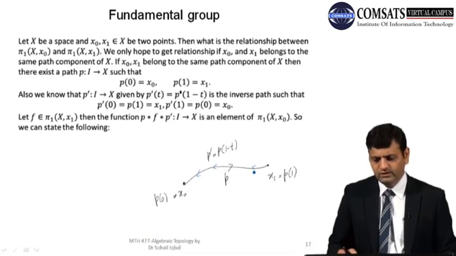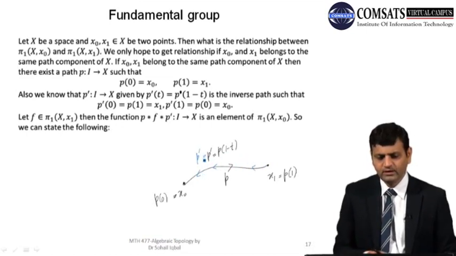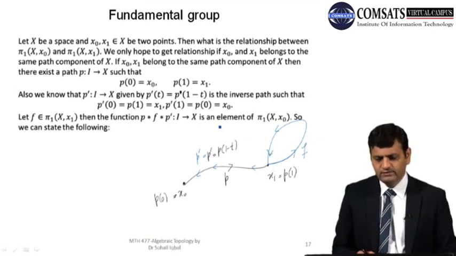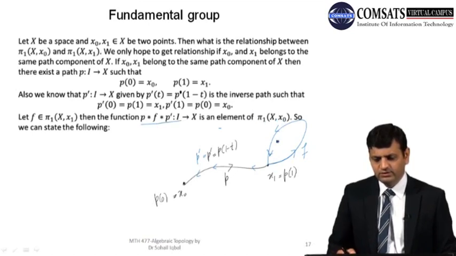So if p moves in this way, then p prime moves in the opposite way. So this is the direction of p prime. Okay, so let f belong to pi1 of x, x1. So in other words, if we have a loop at x1, then this function is an element of pi1 of x, x0. So what is this function?